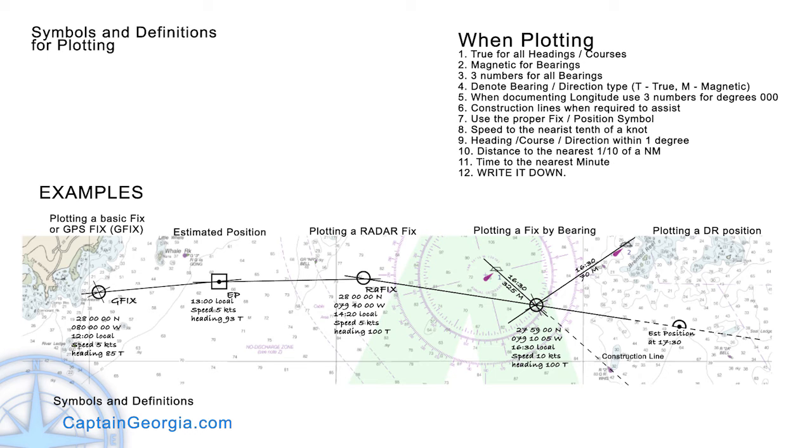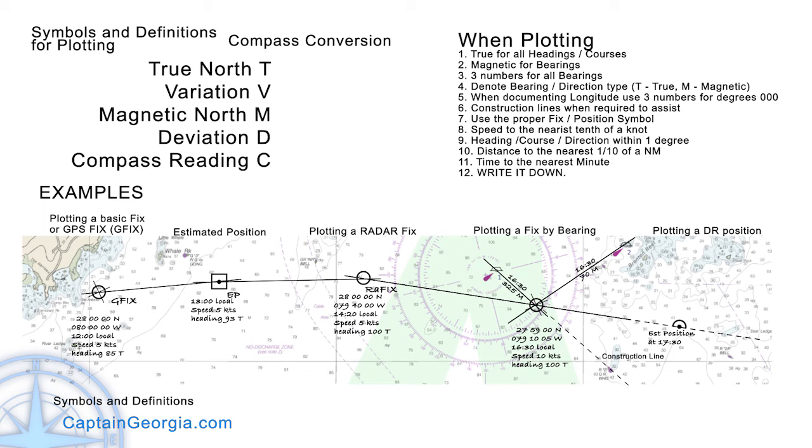Use speed to the nearest tenth of a knot if you can. Heading, course, and direction should be within 1 degree if possible. Distance to the nearest 1/10 of a nautical mile. And remember time to the nearest minute, and write it all down. So if or when you lose all your electronics, you know where you are, you know where you're going, and you can estimate your position.